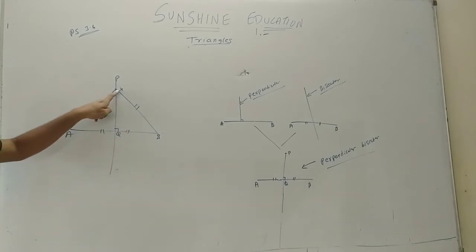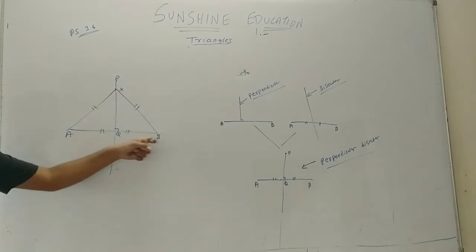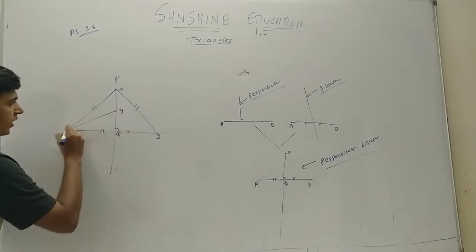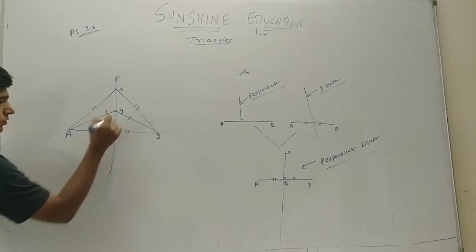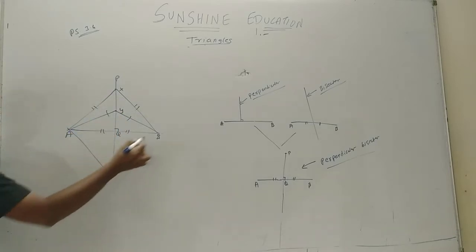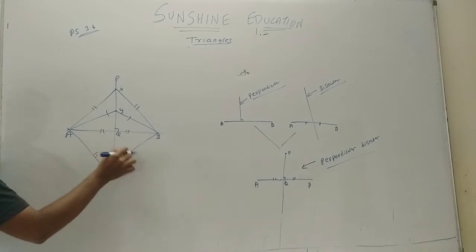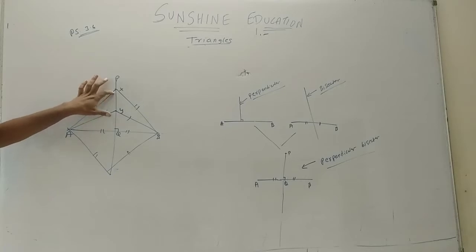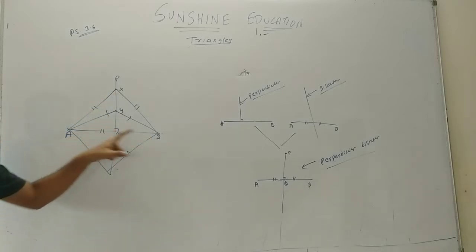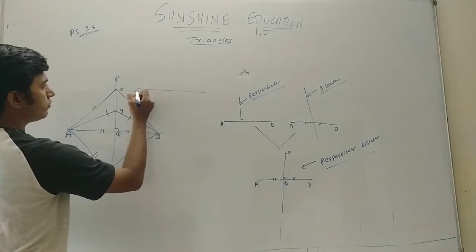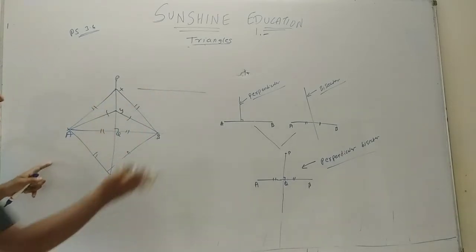Any point lying on the perpendicular bisector is equidistant from the two points of the line segment. Suppose the point is over here, then also this part will be equal to this part. Suppose the point is over here, extending this perpendicular bisector, then also this part is equal to this part. So we should remember this.